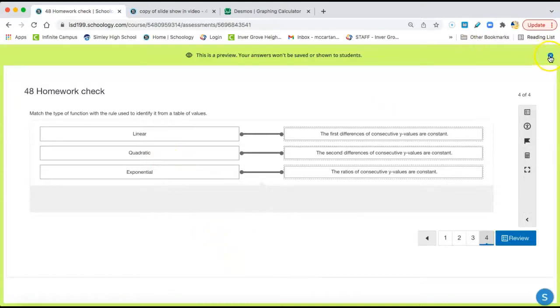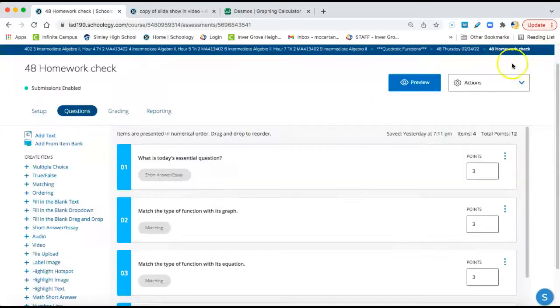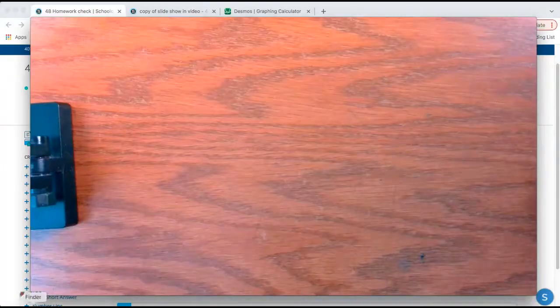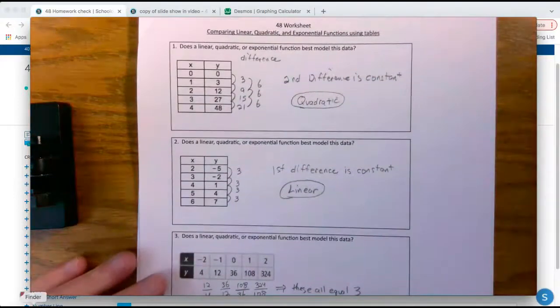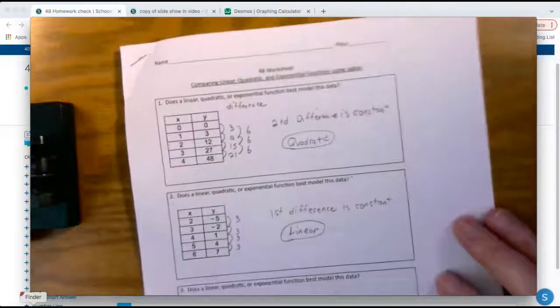All right, please submit that. Guys, we're going to go straight for the worksheet. So right here, again, we're going to work with these tables, guys, for the worksheet and the exit ticket. The tables are the hard part.